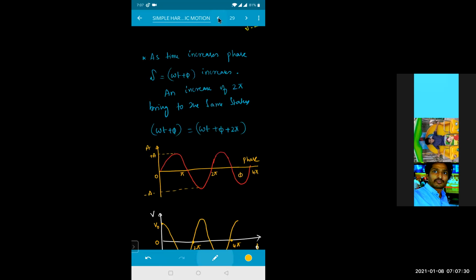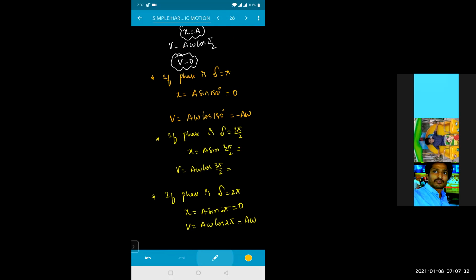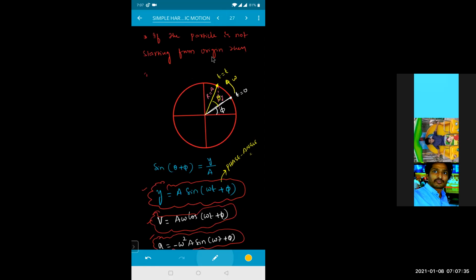Why? Now see here, in this equation, whatever equation we have taken right now, if I take t equals 0 in this equation, what will I be getting, beta? y equals a into sine phi, because this value is becoming 0, isn't it? 0 plus phi. That value only is not going to change, isn't it? So that is the reason. If I'm taking t equals 0, it means what? Initial position only, isn't it?